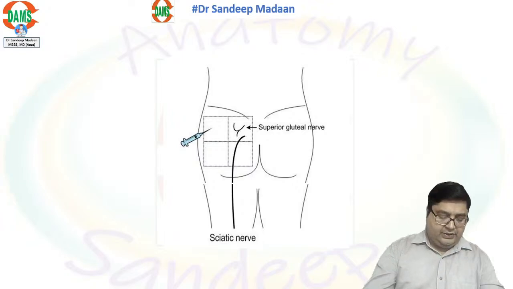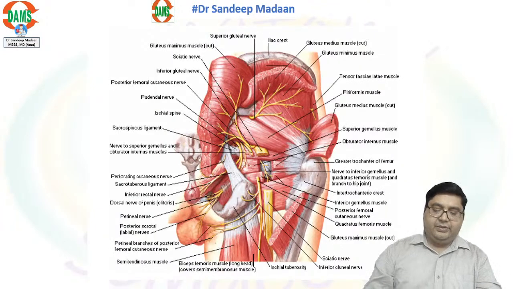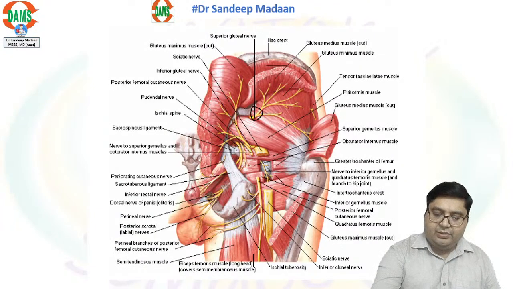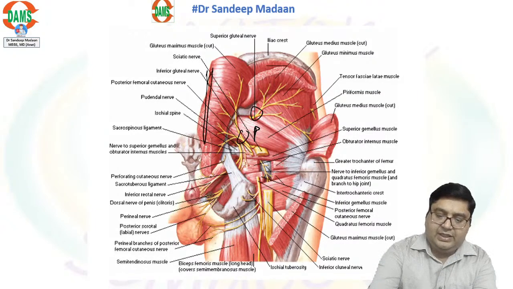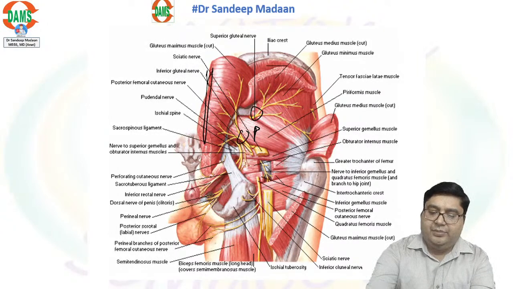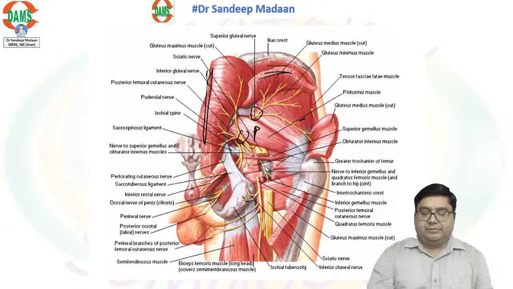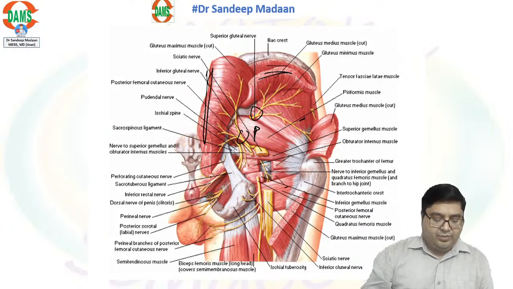Okay, so this is what you can see here. We have superior gluteal nerve, we have inferior gluteal nerve with respect to this piriformis muscle. Okay, this is gluteus maximus that we have cut. Then we go deeper, gluteus medius, then we cut gluteus minimus, right? And here you can see the quadratus femoris muscle.